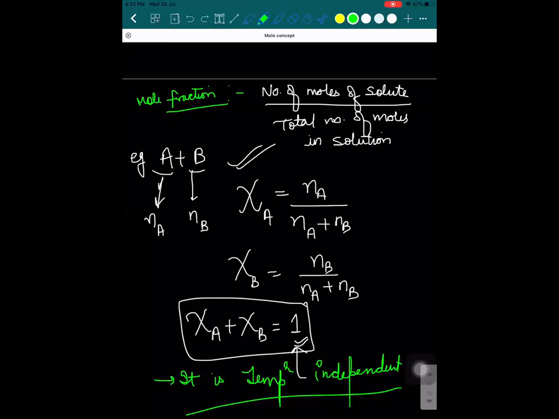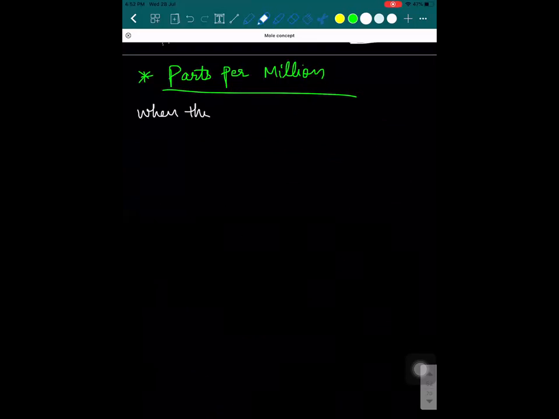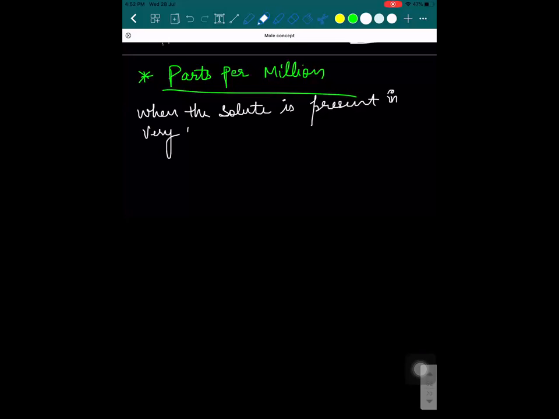Then the next concentration term is parts per million. Parts per million is used when our solute is present in very, very less amount. You can write: when the solute is present in very less amount, then this concentration term is used.